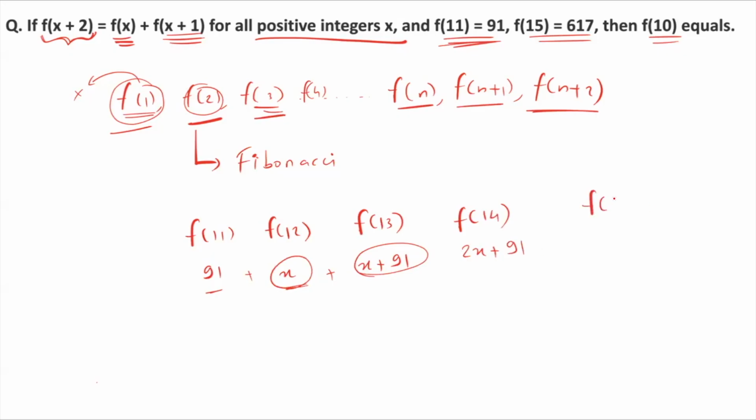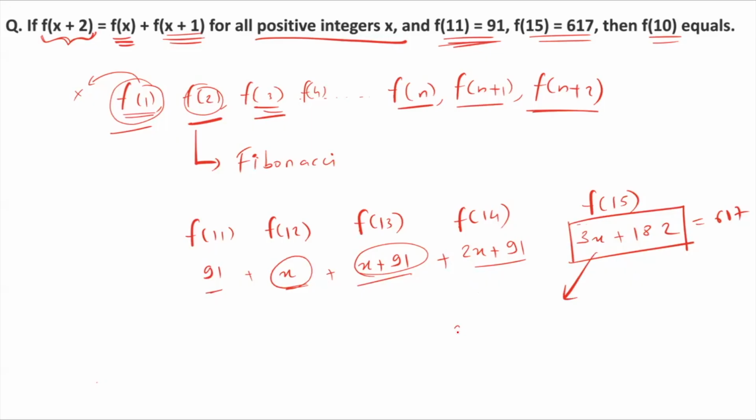And by the same logic, we can figure out f(15) also. f(15) will be the sum of these two numbers, the two previous terms. 2x and x will be 3x plus 91, and 91 is 182. So f(15) is 3x plus 182. In the question, we have been given this value as 617. So now we can solve for x.